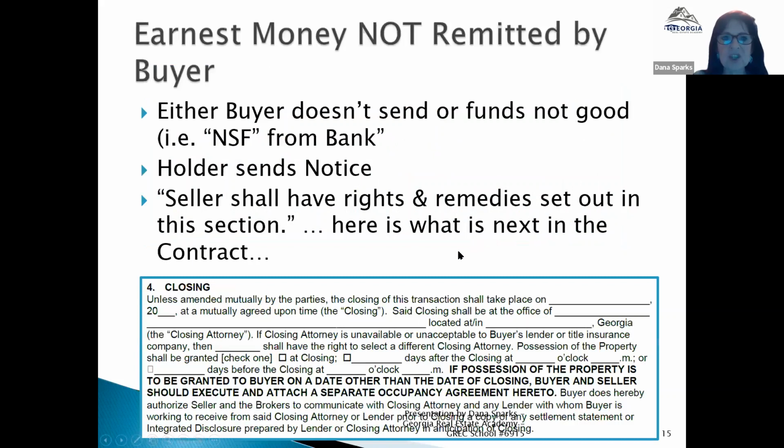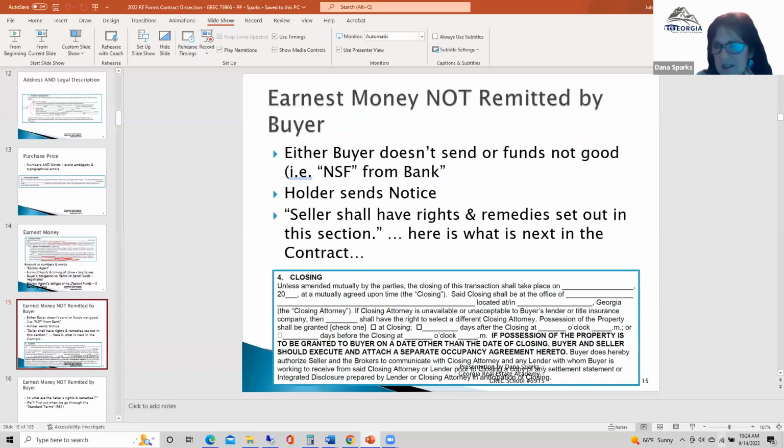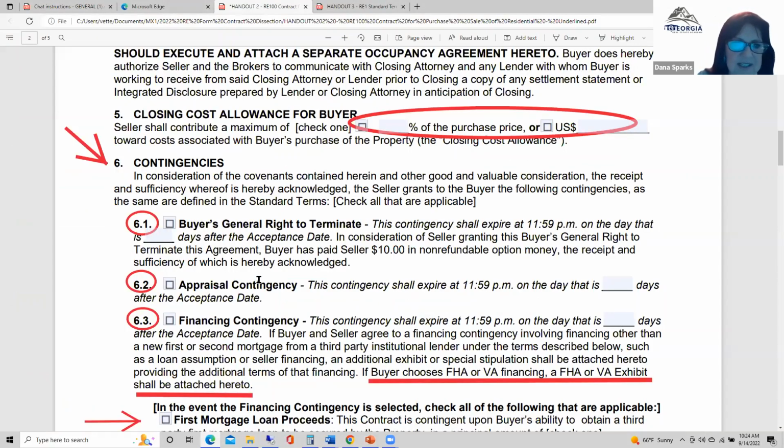We go to the next section. Closing. What does that mean? So let me show you guys what this actually looks like. Let me turn my volume. Let me show you what this actually looks like in the contract itself.